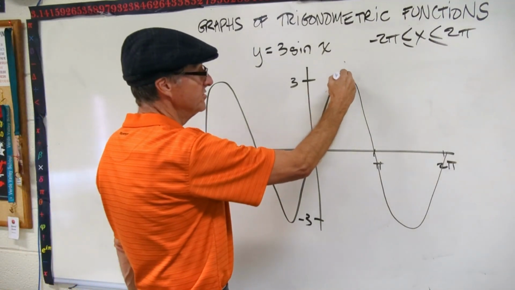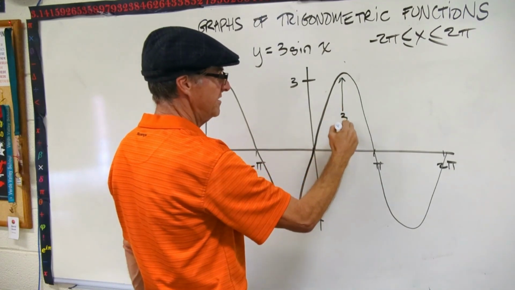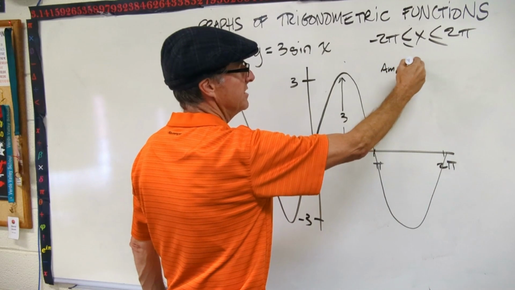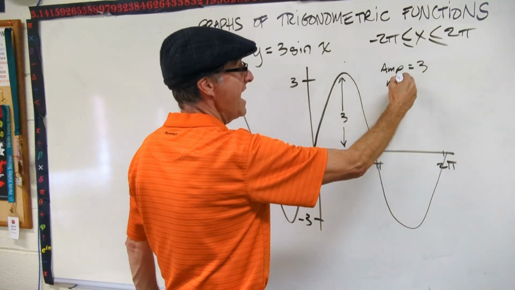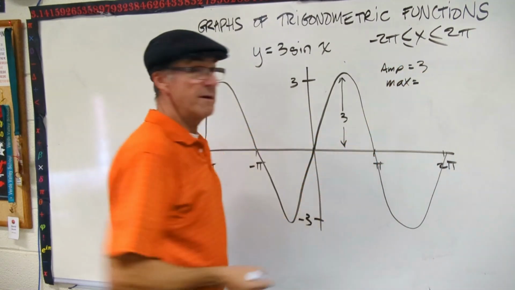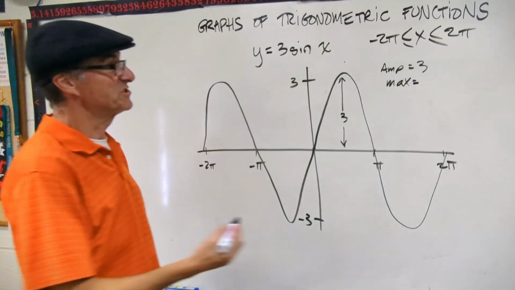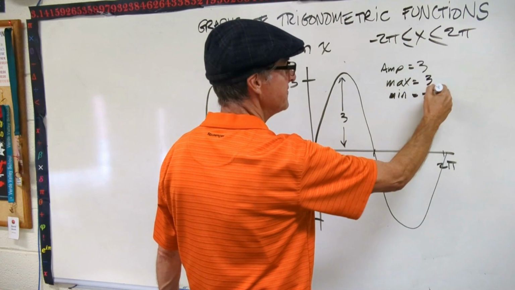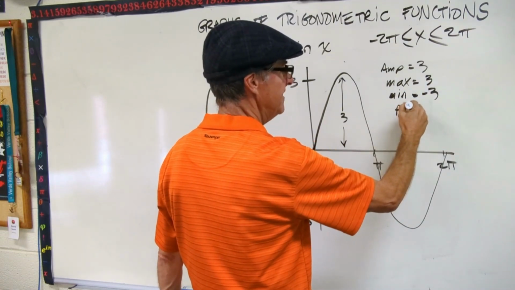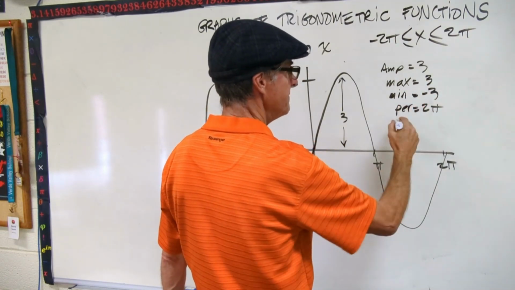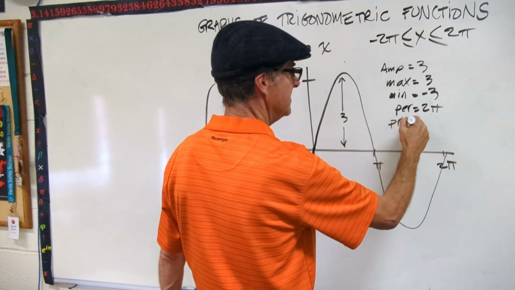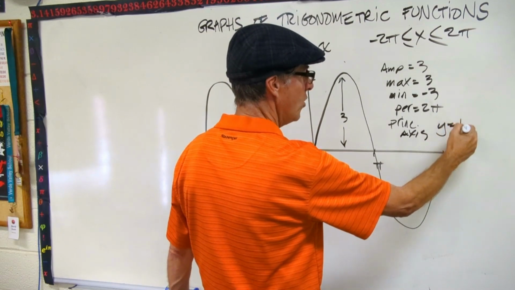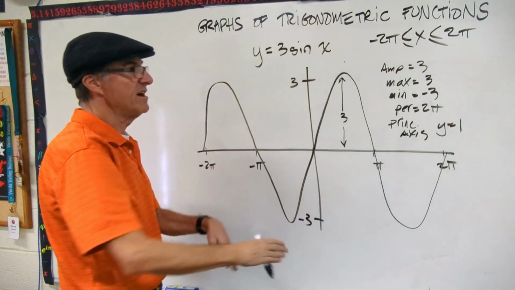Now my amplitude is 3. So amplitude equals 3. Now what's my max? My max is 3. My min is -3. My period is still 2 pi, and my principal axis is still y equals 1. I haven't moved the graph up or down.